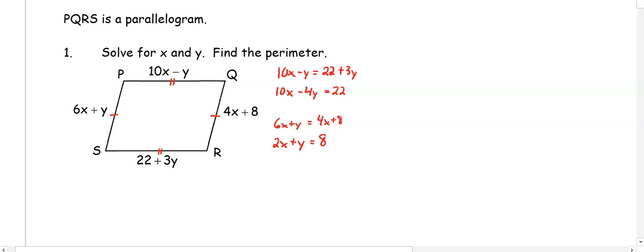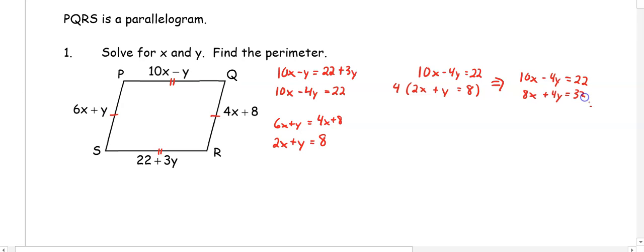Using those two equations, we can solve a system. So we have 10x minus 4y equals 22, and we have 2x plus y is equal to 8. So I'm going to multiply the second equation by 4. 10x minus 4y equals 22, and 8x plus 4y is equal to 32. So when we add straight down, the y's cancel out. We're left with 18x is equal to 54, which means x is 3.